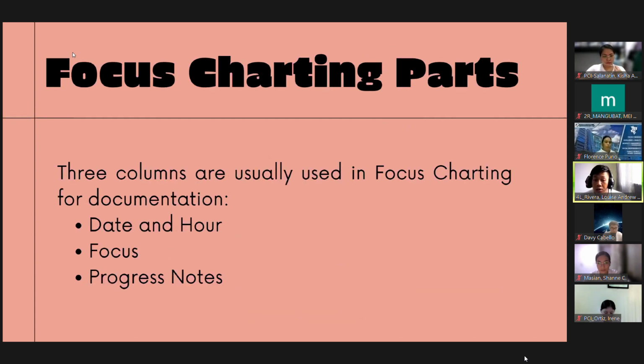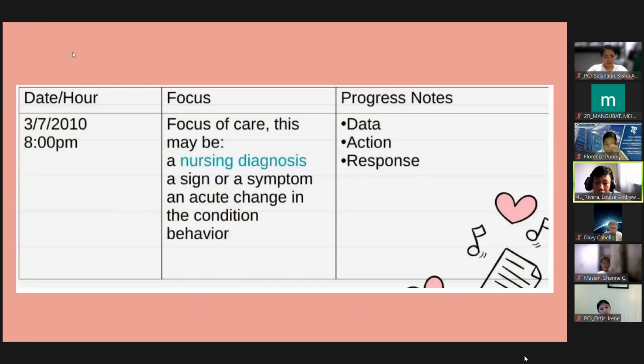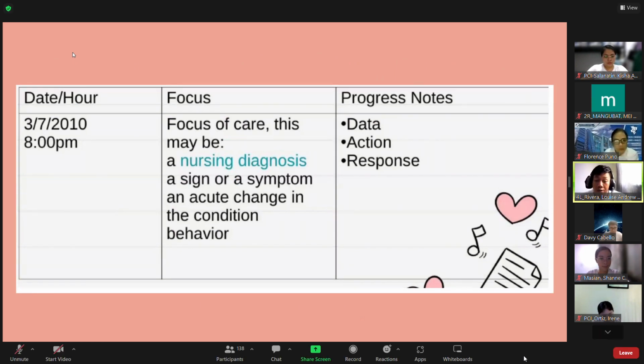Focus charting part. As I said earlier, there are 3 columns usually used in focus charting for documentation: the date and hour, the focus, and the progress notes. The DAR we will see in the following slides. Here is a sample of FDAR. There are only 3 columns, and it is usually this small. In the first column we put the date and the hour.